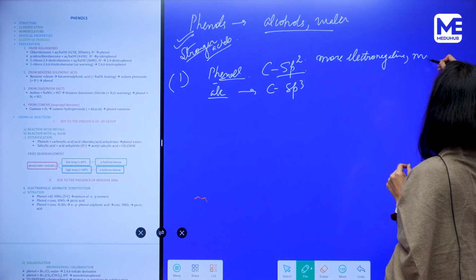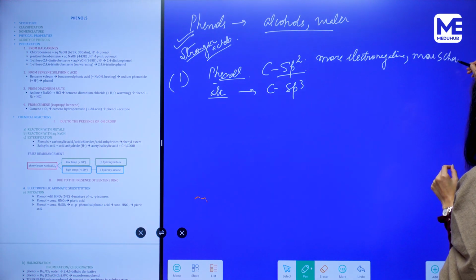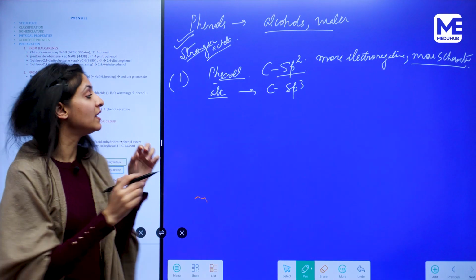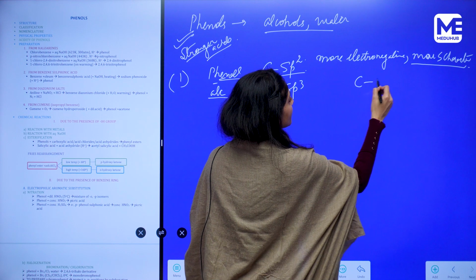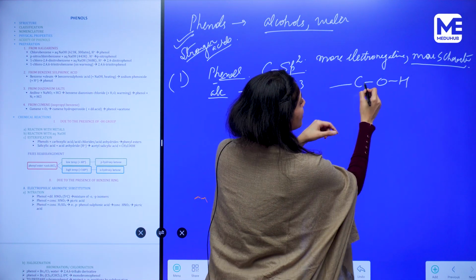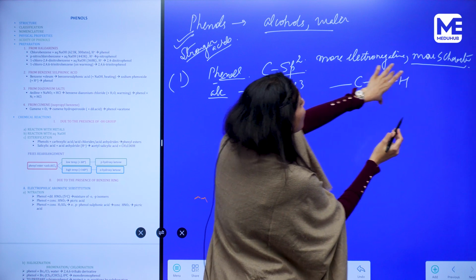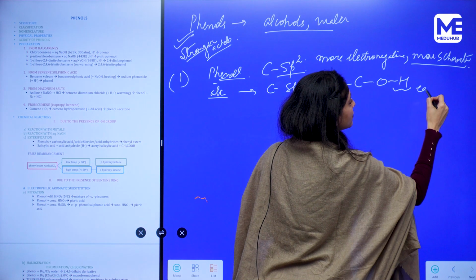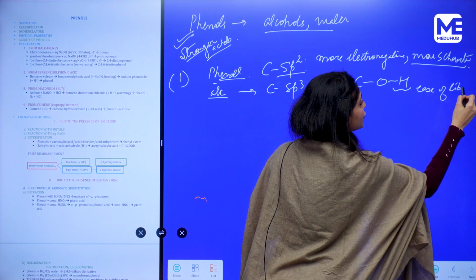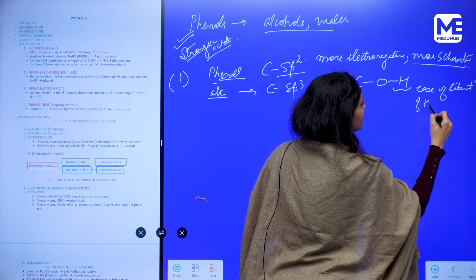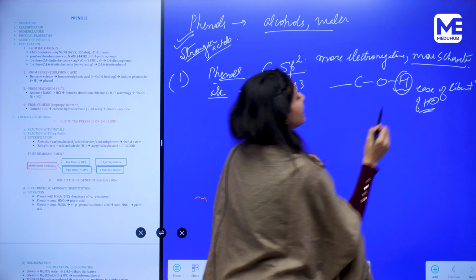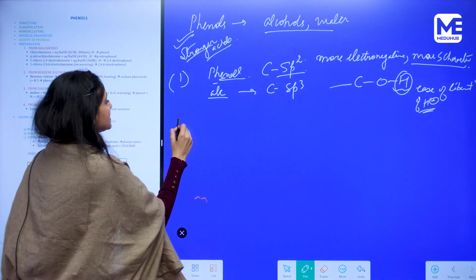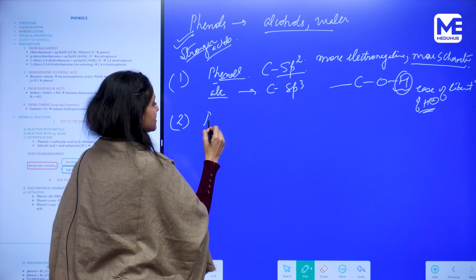Because it has more s character, and hence it pulls the electron pair between these electron pairs more towards this carbon, and hence the ease of liberation of this proton is much higher when you compare it to alcohols, where the carbon is sp3 hybridized. The second reason is resonance.